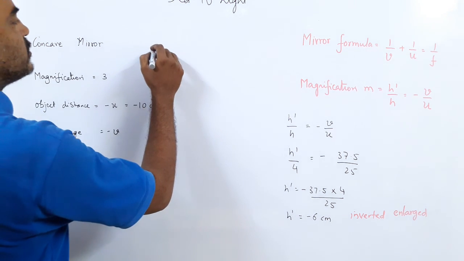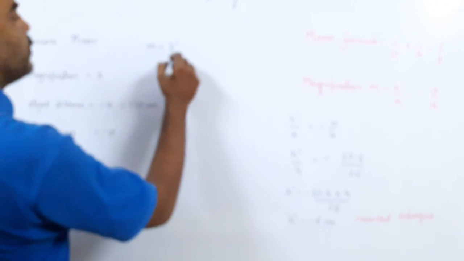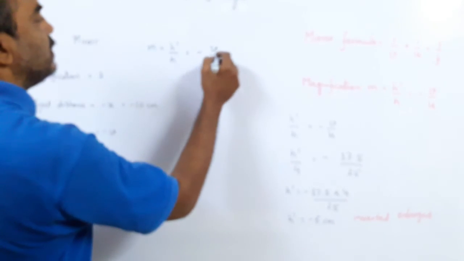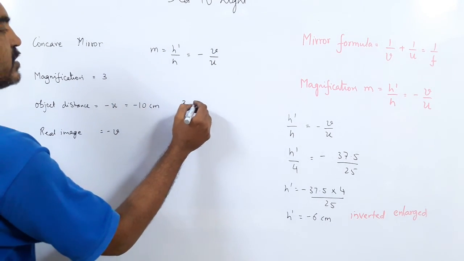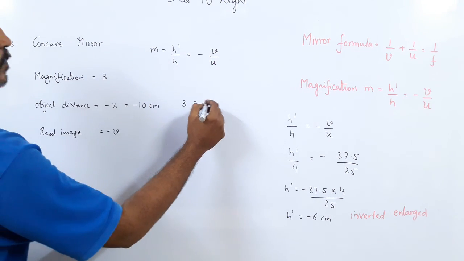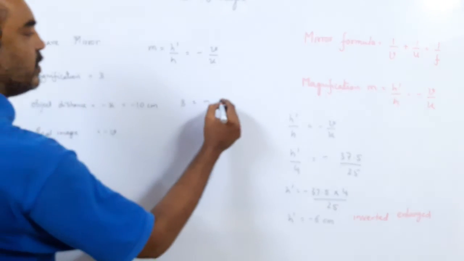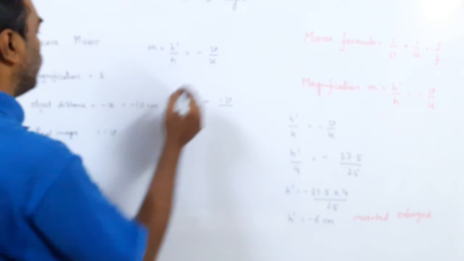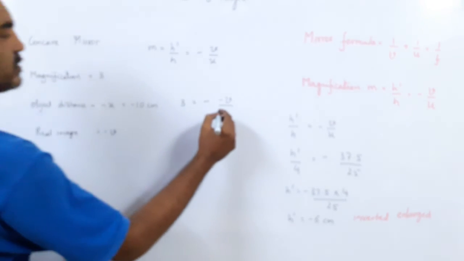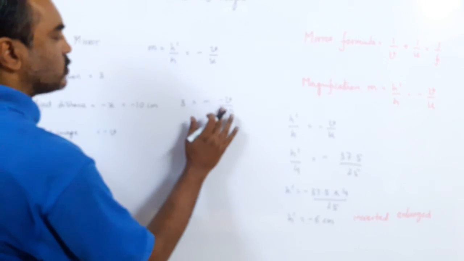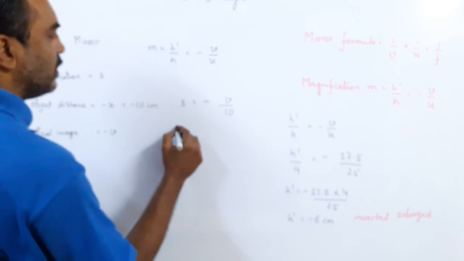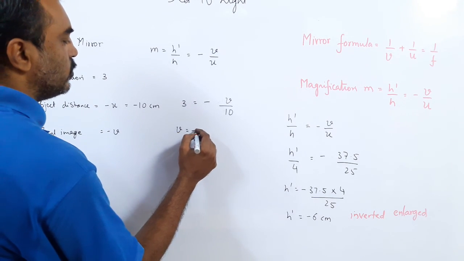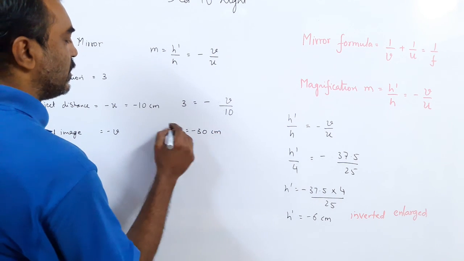Now we know magnification equal to h prime upon h or minus v upon u. M is given 3. The magnification is 3. Minus, the real image, so we write minus v upon u. What is u? Minus 10. So I write minus 10 here. So minus and minus get cut. So v upon 10 equal to 3. So v is equal to minus 30 centimeter.